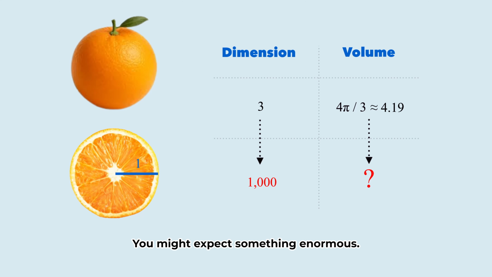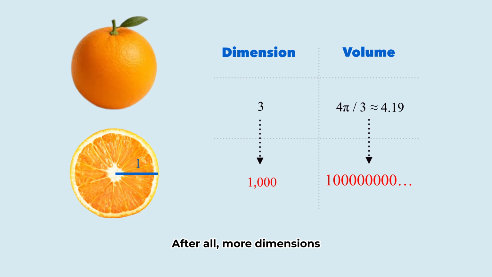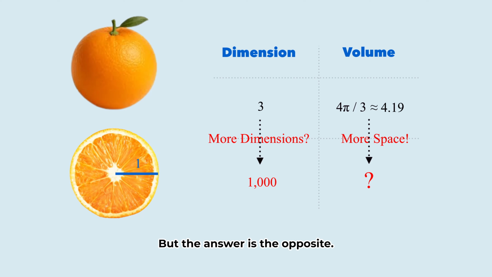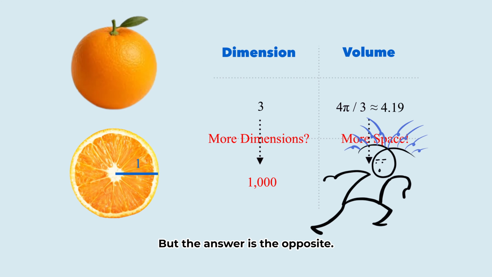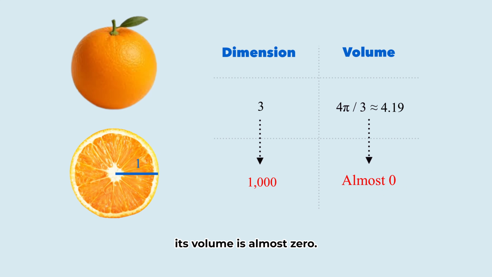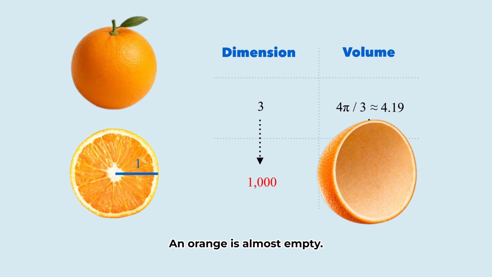You might expect something enormous. After all, more dimensions should mean more space. But the answer is the opposite. In 1000 dimensions, its volume is almost zero. An orange is almost empty.